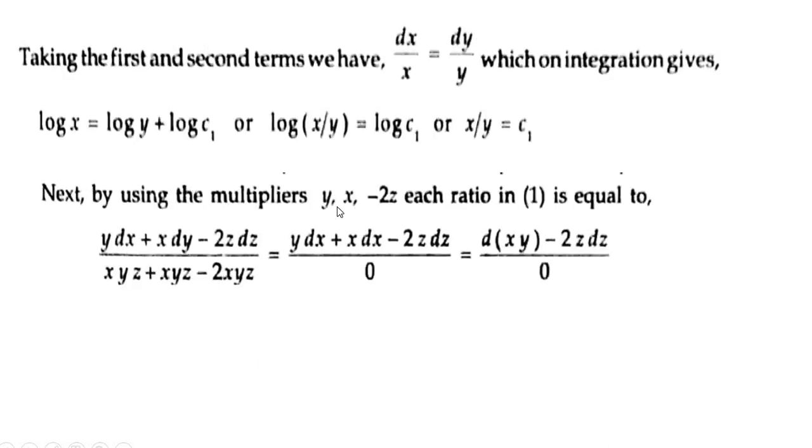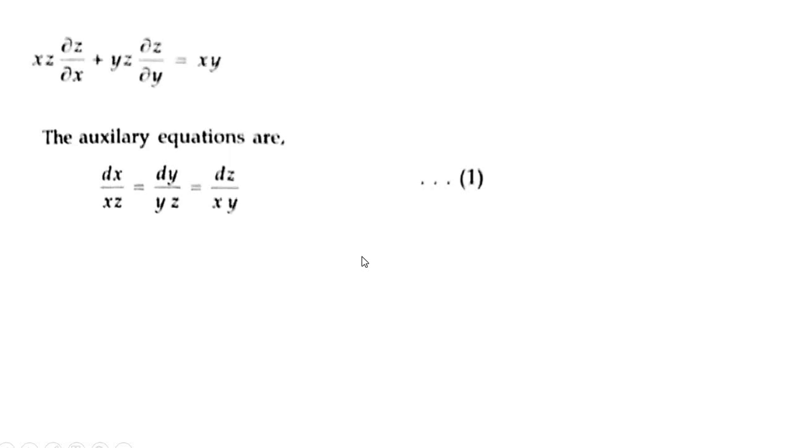Next, by using the multipliers y, x, minus 2z. This is not easy to remember, students. You have to just apply the trial and error method and check what multipliers, if we use, the denominator will be equal to 0. The multipliers I have used here are y, x and minus 2z, because I already have xz as my first term, right? We'll go back to our equation 1. So you have xz here, right?